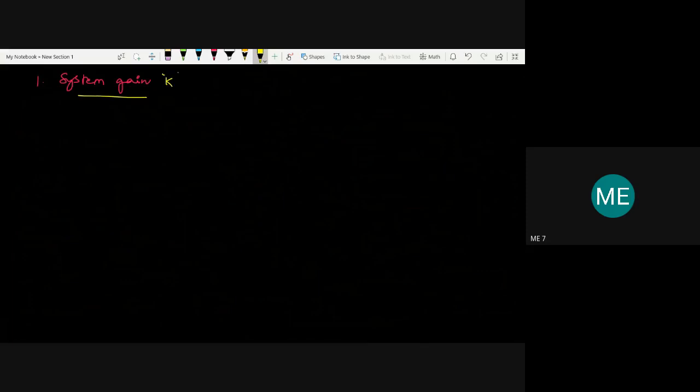Any Bode plot has to follow these steps. The first one is to replace s by j omega, because we are using frequency response analysis. Wherever the variable s is there, that has to be replaced by j omega.